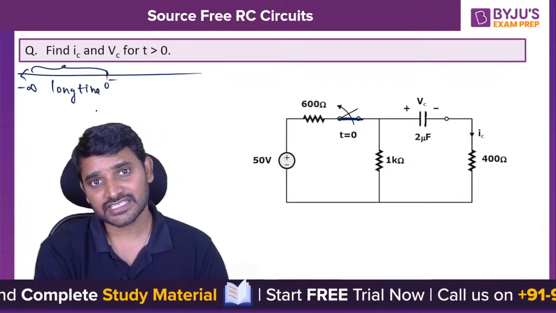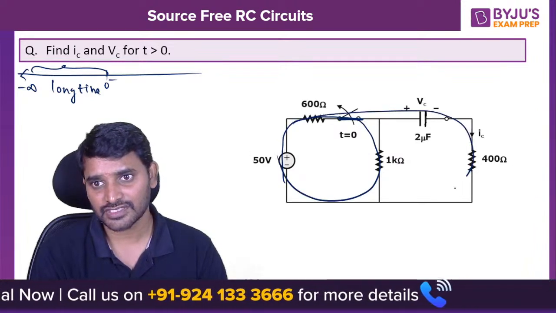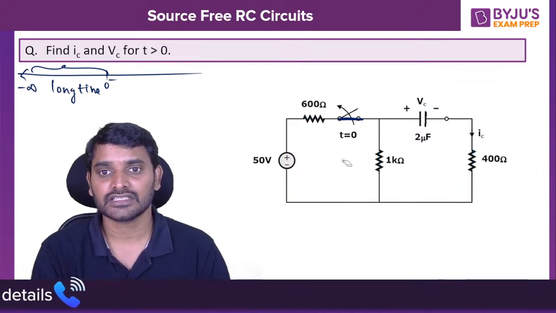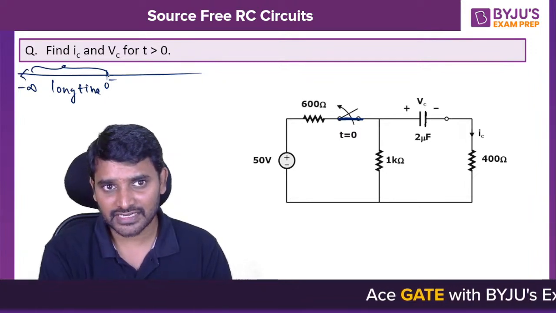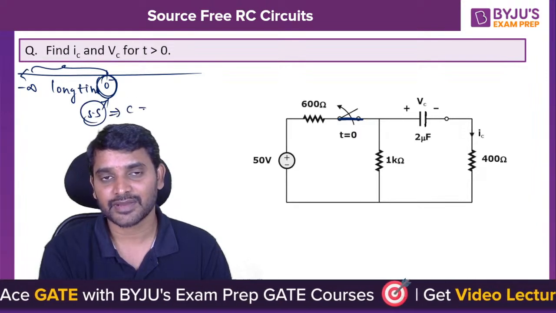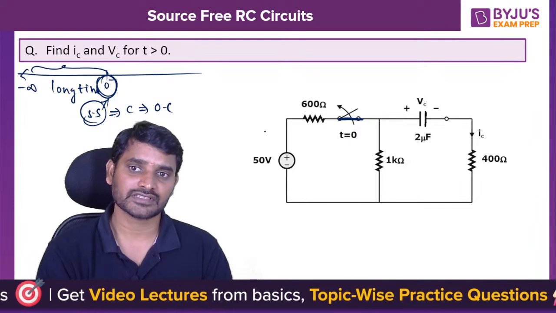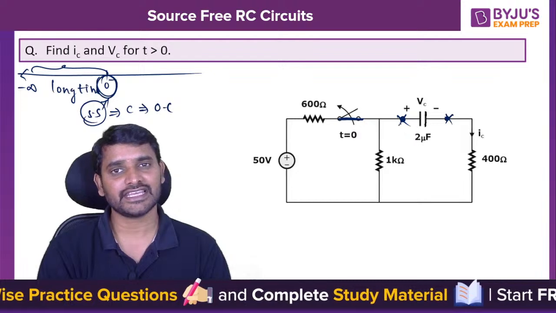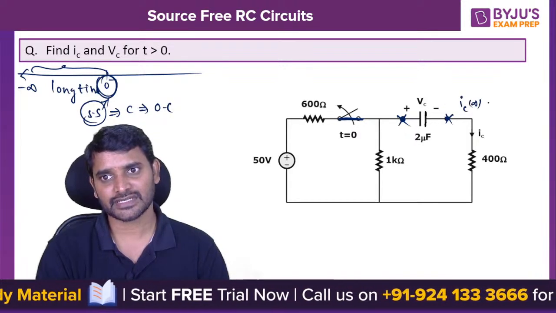If the source is connected for a long time, definitely this source is going to drive the current through this path and through this path, and no doubt the capacitor gets charged. Now the t equals 0 minus instant is called steady state. In the steady state, the capacitor behaves like an open circuit, so no current flows. In the final, as t tends to infinity, IC of infinity will be definitely 0.